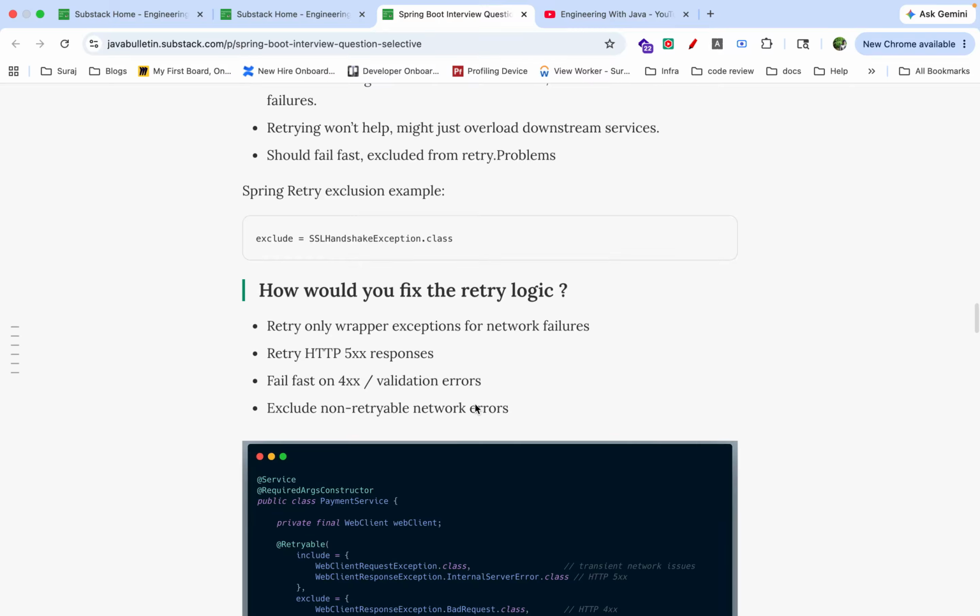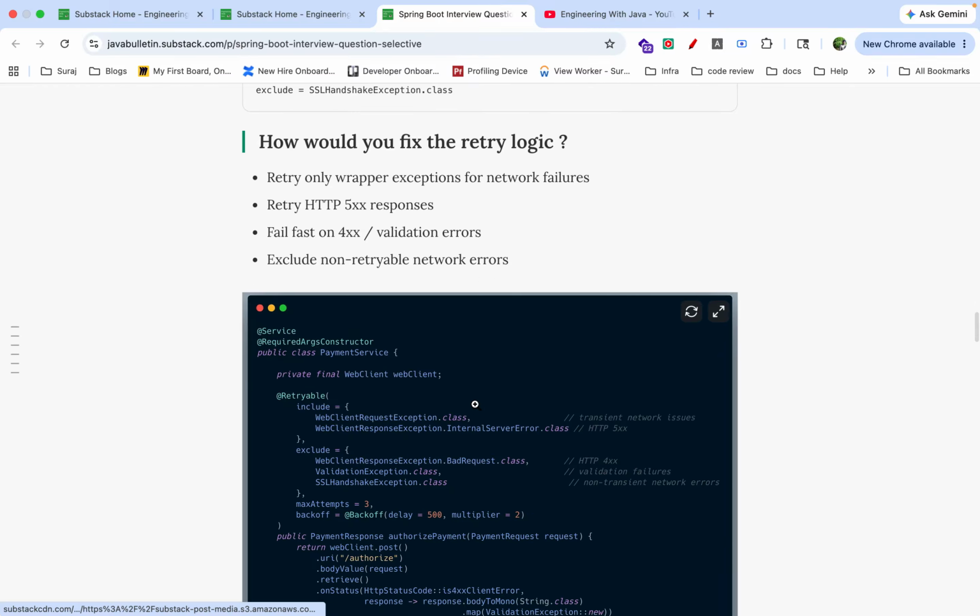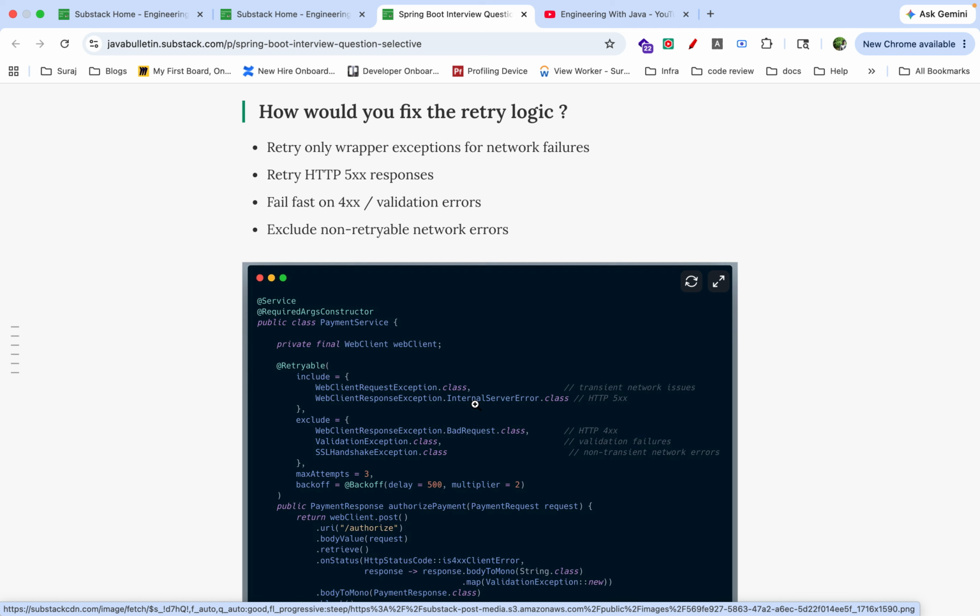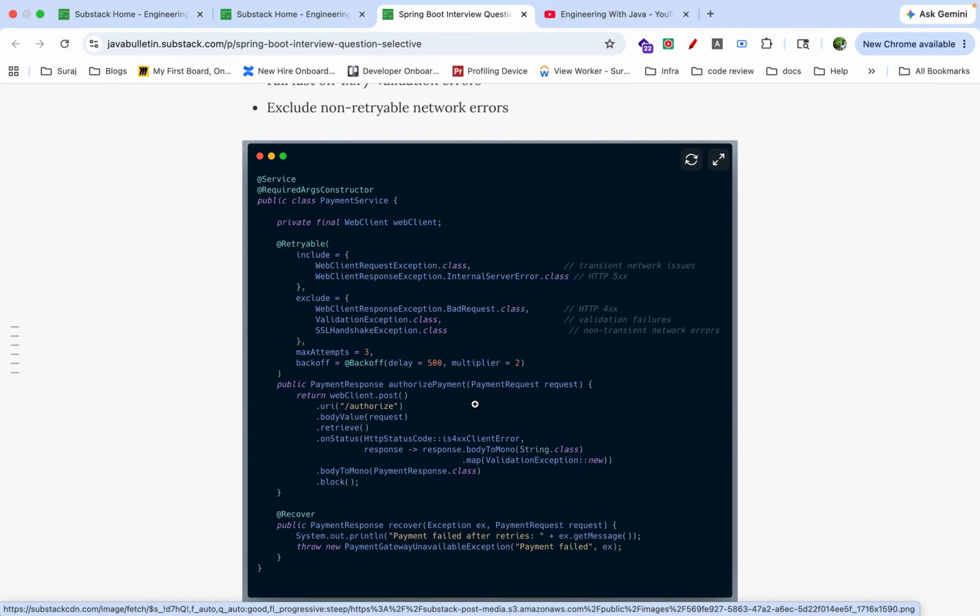So I think whatever we have discussed so far, we should have a custom include and exclude. Here we can basically include the web client request exception that we talked about for the transient network issues. We can also cover the internal server error, which is like 5000, I believe, or sorry, 500. And then for the exclude part, we can add all the validation 4xx errors, non-transient errors into it. So that would basically tell Spring Retry not to retry on those exceptions.